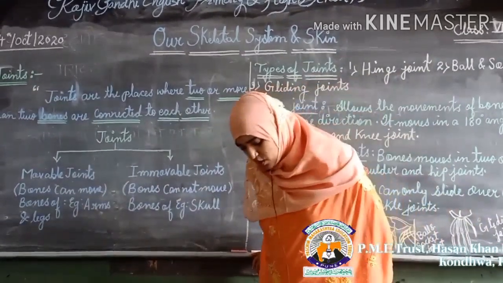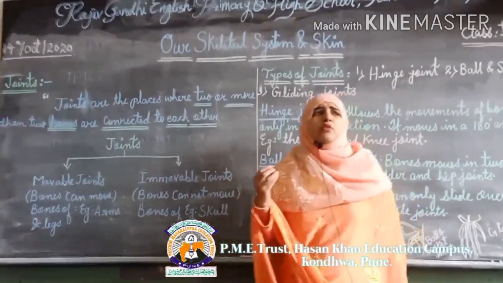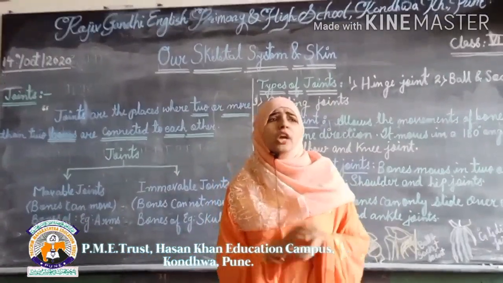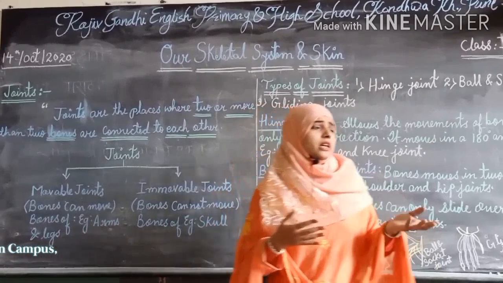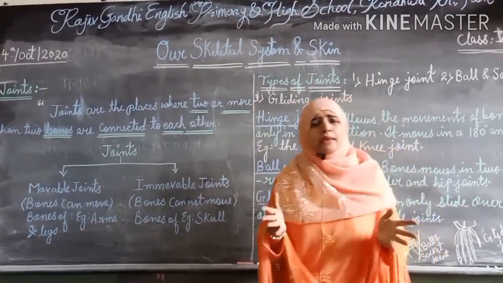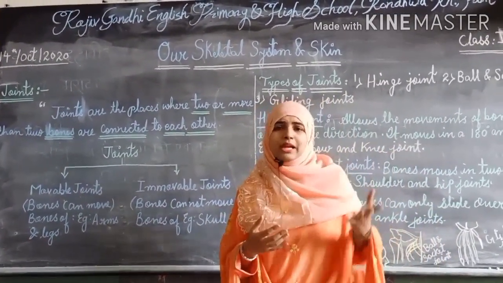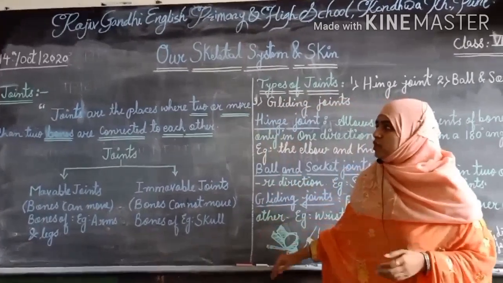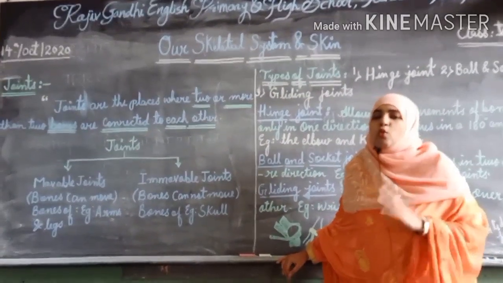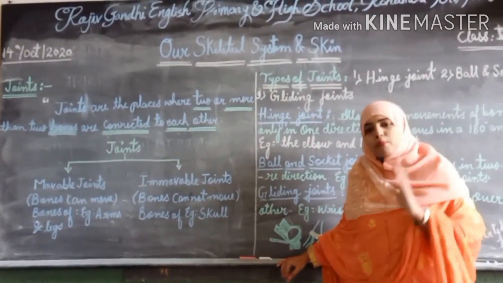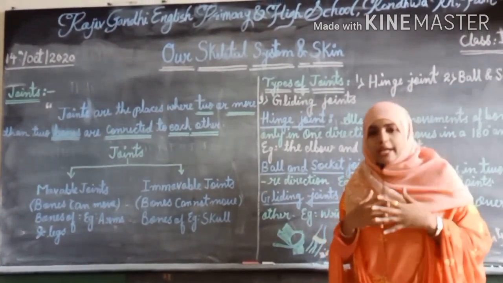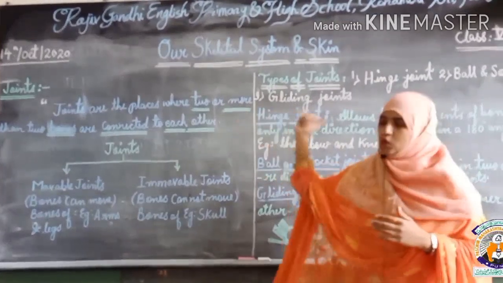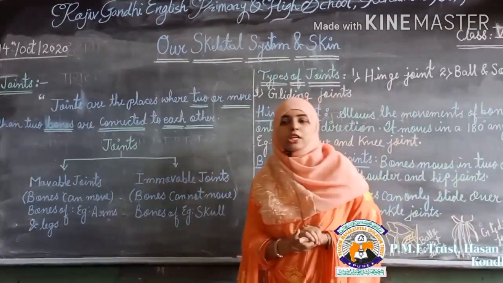As you know, joints, in a simple definition, are the connection between two or more bones. Joints are connected to each other. So this is a simple definition for just a normal understanding. Joints are the places where two or more bones are connected. Understood what a joint is?